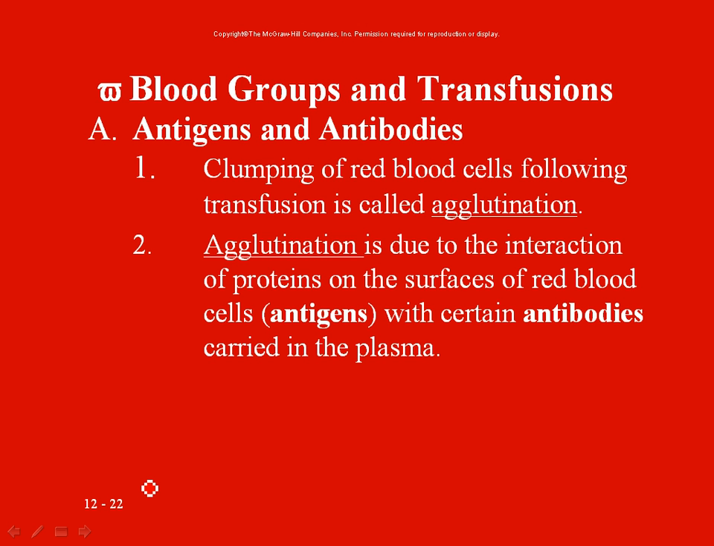So the antigens are these proteins on the surface of your red blood cells, as well as the surface of the foreign red blood cells. But the foreign red blood cells' antigens don't match your own, and so your body recognizes them as foreign and wants to get rid of them. Okay? So the antibodies bind to the antigens. The antibodies are made in your body. They're going to bind to the antigens on these foreign red blood cells.